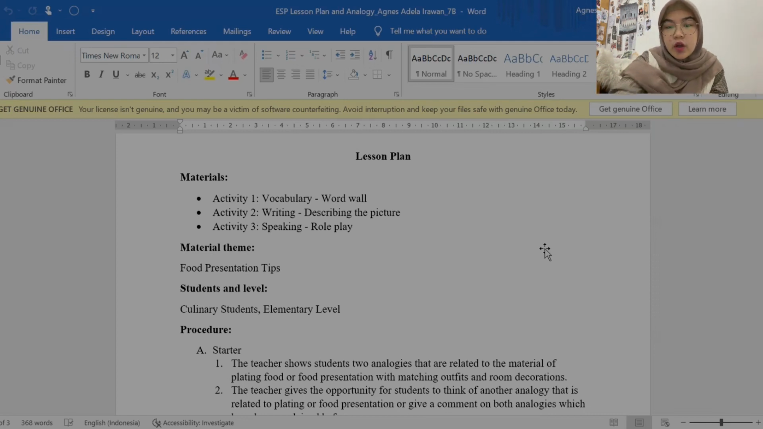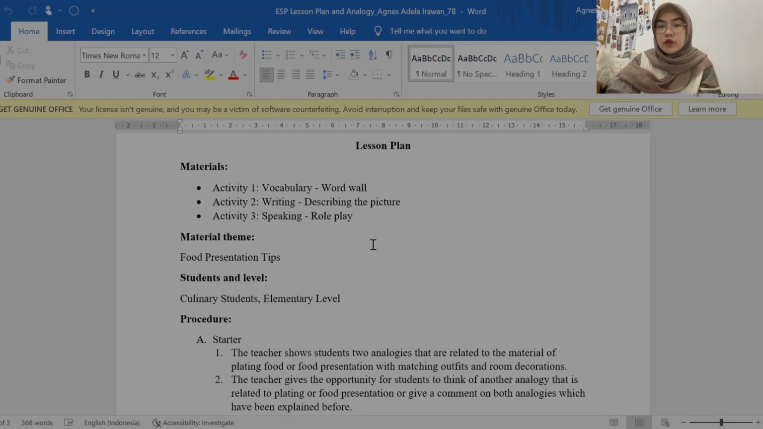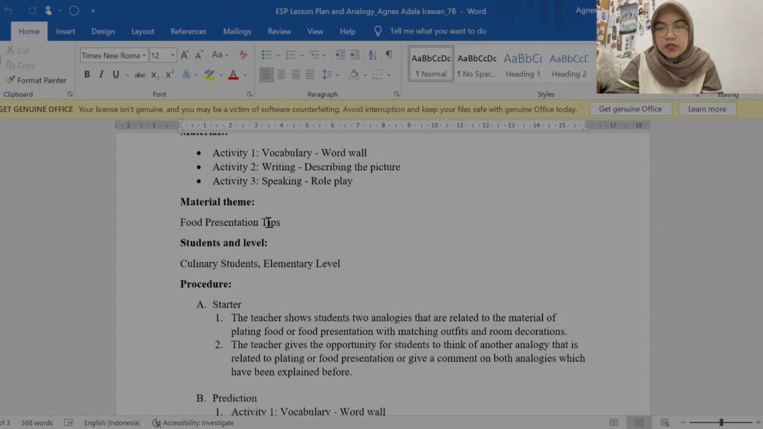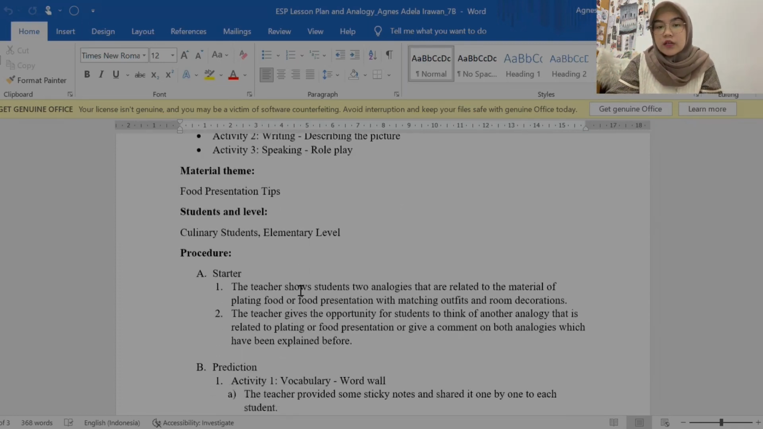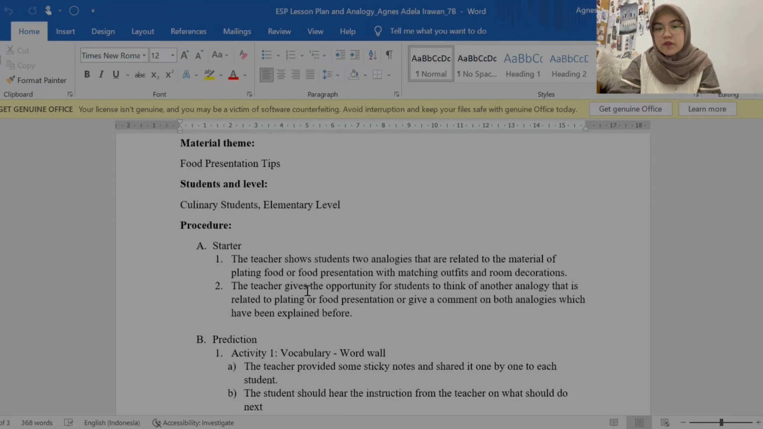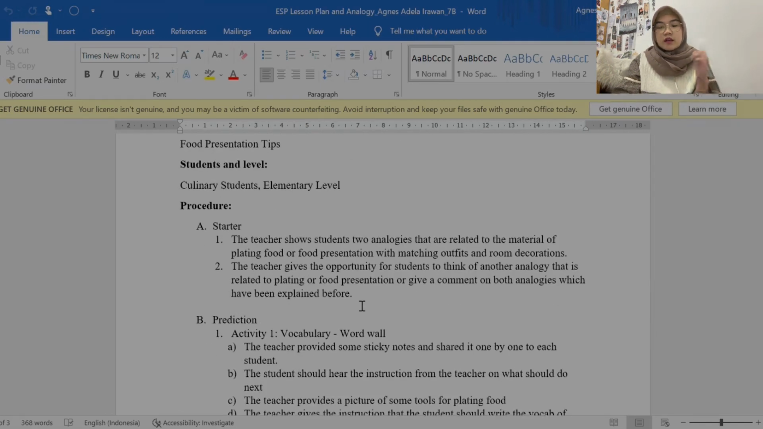For activity 1 about vocabulary, we will choose Word War. And then activity 2 is about writing. We choose describing the picture. And then activity 3 about speaking, we choose a role play technique. So in this material for culinary students, elementary level, there is a procedure.